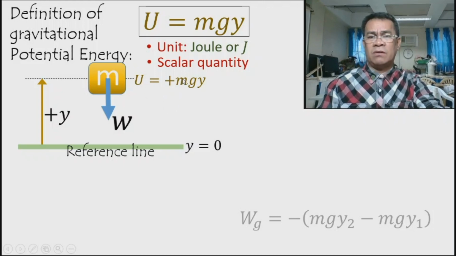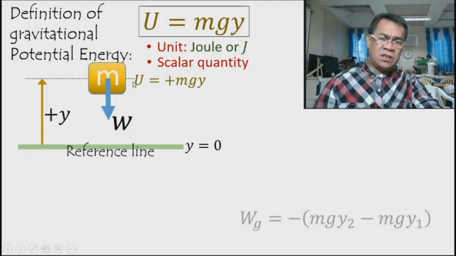So what is the meaning of positive potential energy? The meaning is the particle is moved towards the reference line. Okay? The particle moves towards the reference line. So therefore, we need to say that the energy keeps on decreasing. Why? Because this y is positive. So therefore, this keeps on decreasing until at the reference line, y is 0. So at the reference line, the energy is 0 because y is equal to 0.